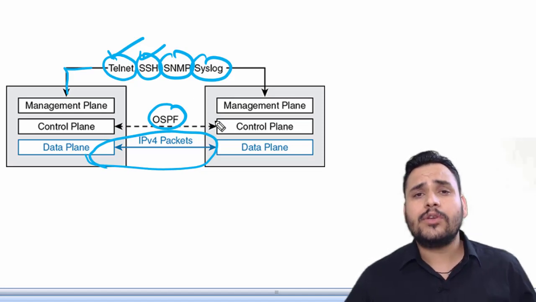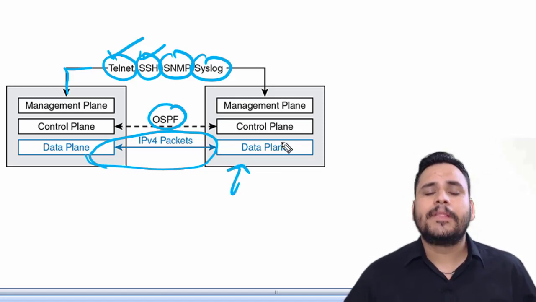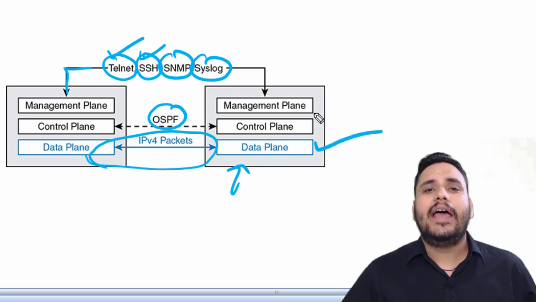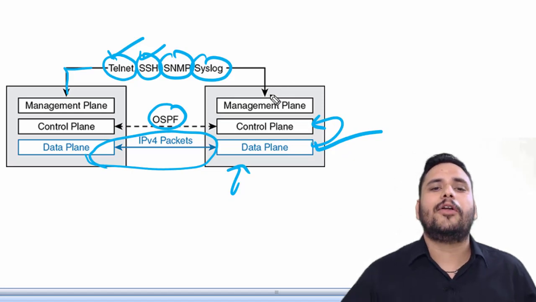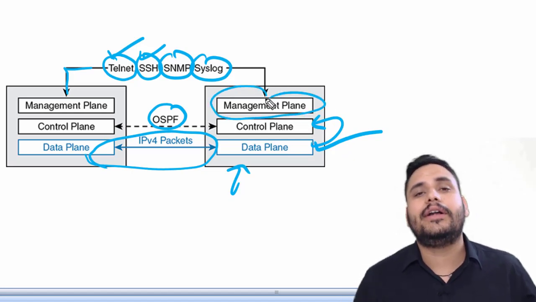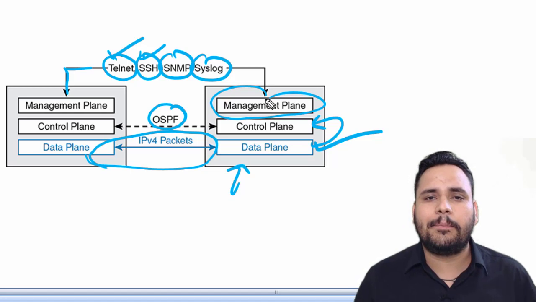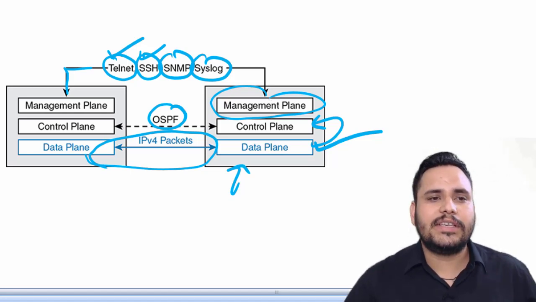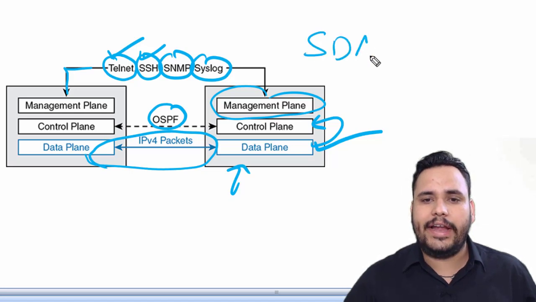So we have to make the design first. When we work on the data plane, our IP addressing will be there, and in our control plane our routing process will be there, and on the management plane you will work on telnet, SSH, SNMP, simple network management protocol, and syslog. So this is about software defined networking.